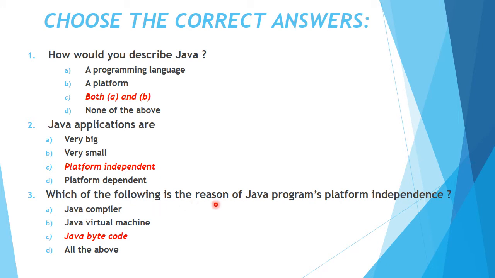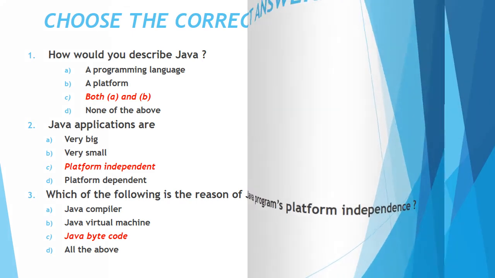Which of the following is the reason for Java programs' platform independence? Due to which reasons are Java programs platform independent? Java compiler, virtual code, Java bytecode, all of the above. It is due to the Java bytecode. Due to the Java bytecode only, Java programs are platform independent.